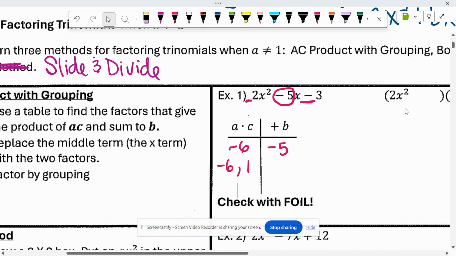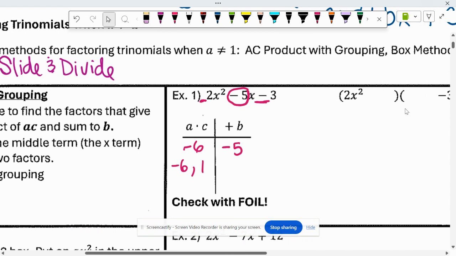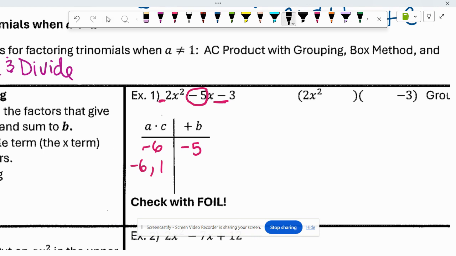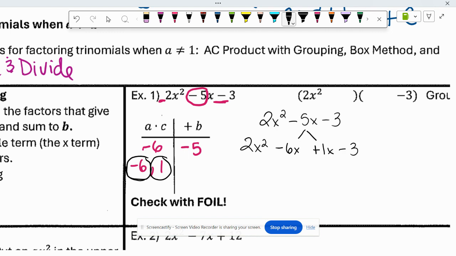All right, so we're going to use the product. We're taking the AC product and we're going to put it in grouping. Just like before, once you choose your two factors, so our factors are going to be -6 and +1, I'm going to replace those. I'm going to write this out. I took the 2x squared minus 5x minus 3, and I'm replacing this -5x with -6x and a +1x. That's all I'm doing. The first term and the last term are still the same. So that's what this grouping box up here is.